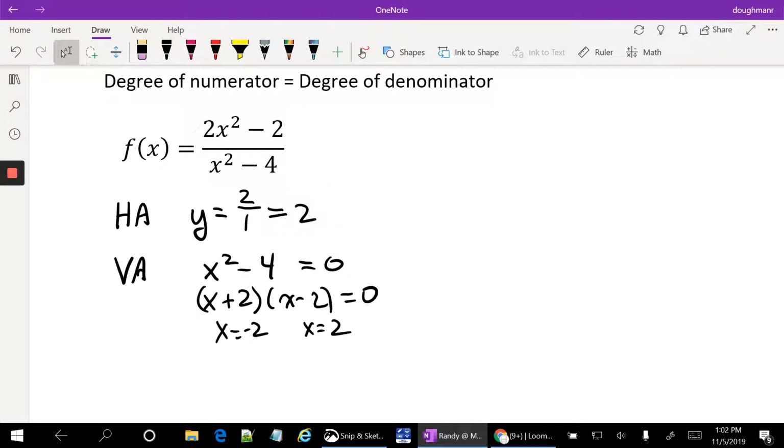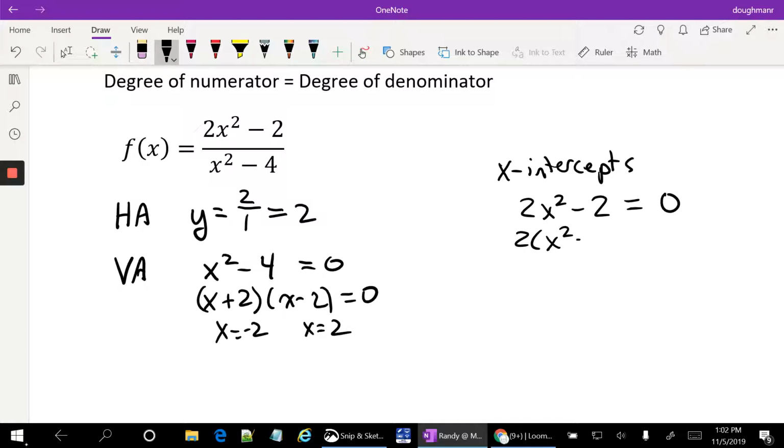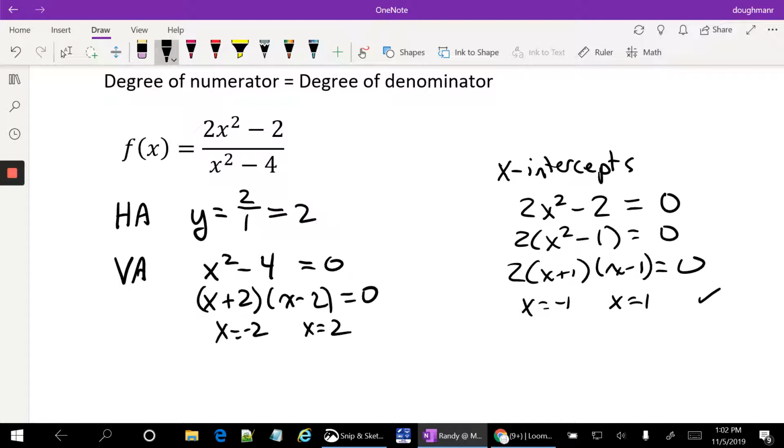All right, let's talk about intercepts. So the first thing is zeros, or x-intercepts. I simply have to look at the numerator and set 2x squared minus 2 equal to 0. And let's factor that. 2 times (x squared minus 1) equals 0. So 2 times (x plus 1)(x minus 1). So when x equals negative 1 or x equals 1, those are my zeros, or my x-intercepts.